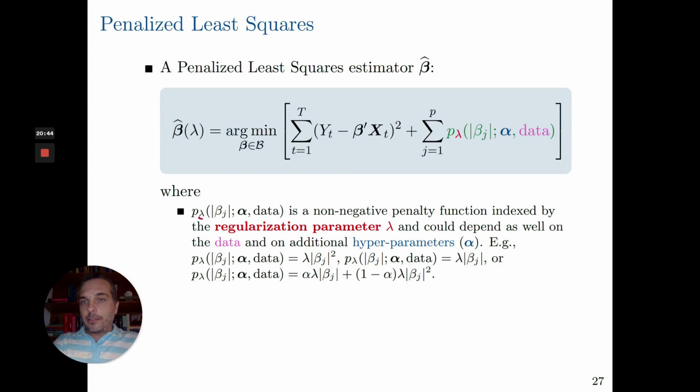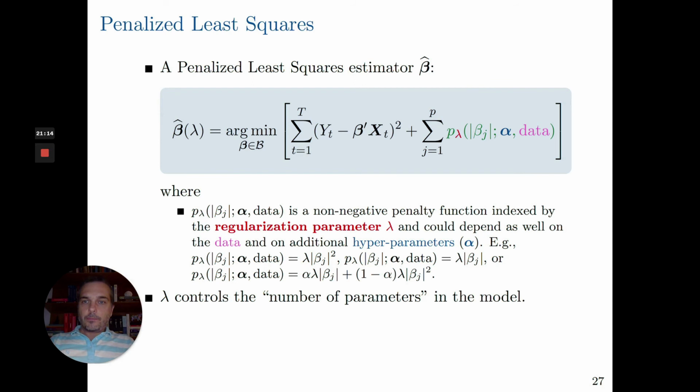But the important thing is that it be indexed by this lambda. This lambda is called the regularization parameter. And the larger the lambda, the stronger the penalty. So here are some possibilities like a square penalty, absolute value penalty, a combination of the absolute value with the square. Okay? So this will give us a solution to the problem.